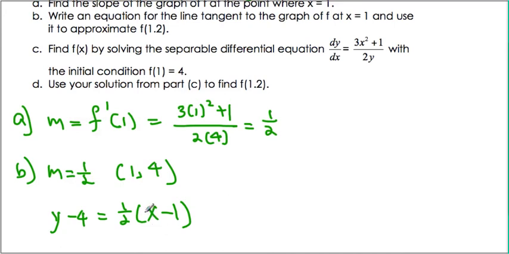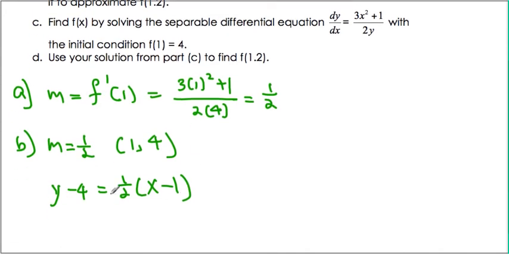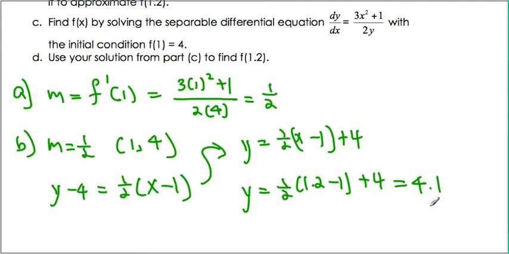But using this equation, they want us to approximate f of 1.2. How are we going to do it? This can be rewritten as y equals 1/2 times x minus 1, plus 4, and in place of x we can plug in 1.2. Then y equals 1/2 times 1.2 minus 1, plus 4. Then you will realize that this is equal to 4.1. That becomes our answer for part B.